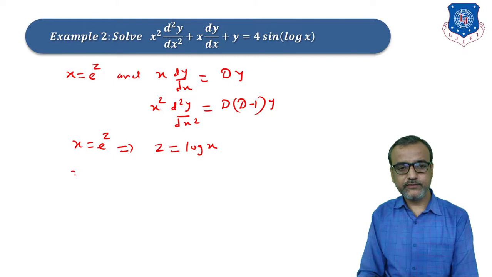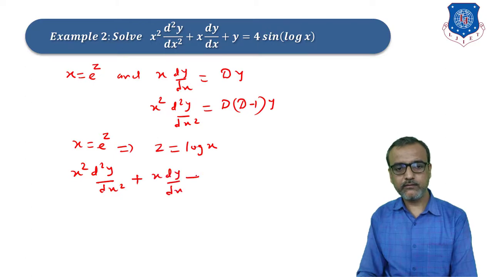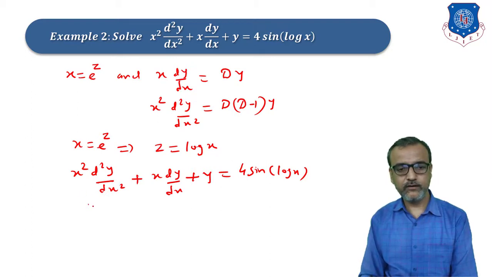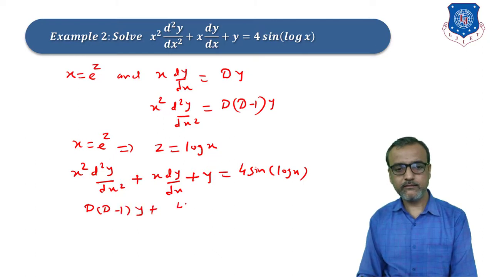Now the given differential equation is x square d square y by dx square plus x dy by dx plus y equals 4 sine of log x. In this differential equation we will replace x dy by dx by Dy, and x square d square y by dx square by D minus 1 y. So we have D minus 1 y plus Dy plus y equals 4 sine. We will replace log x by z. So we have sine z.